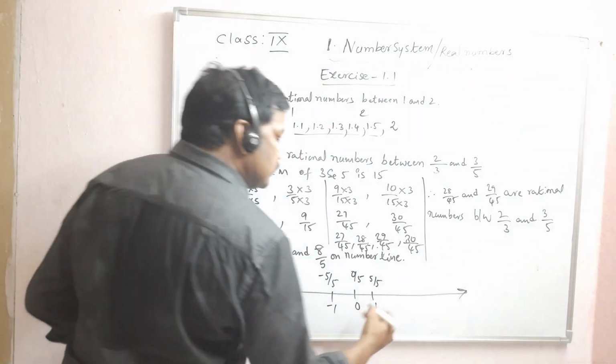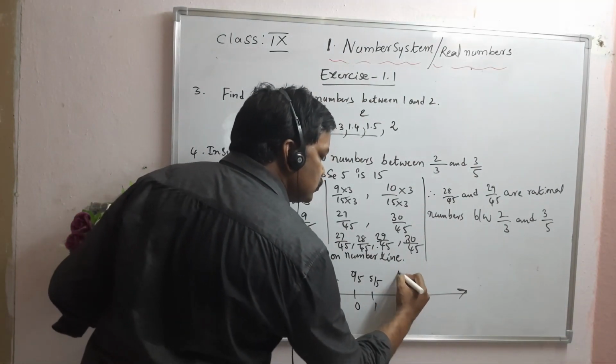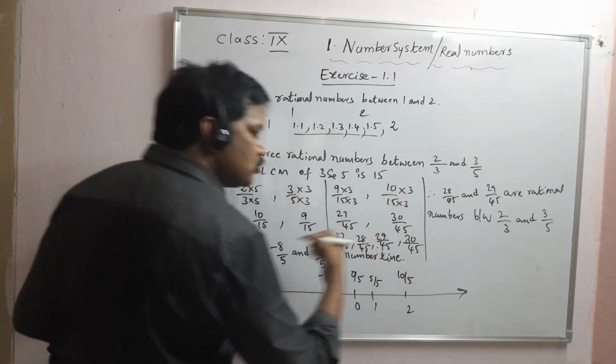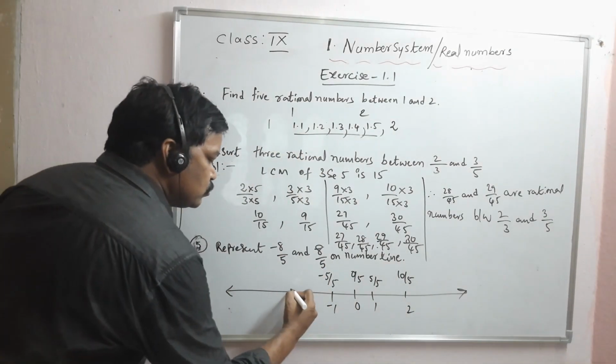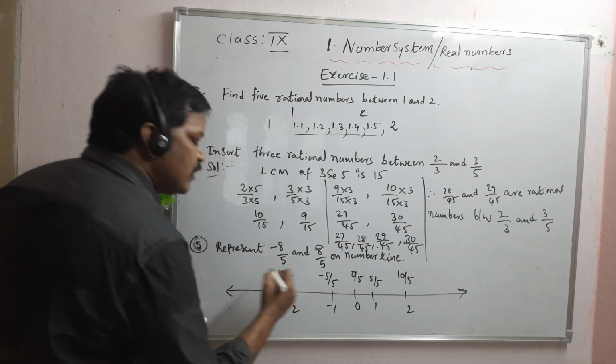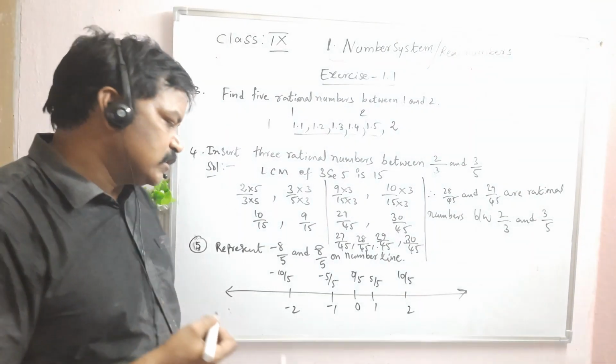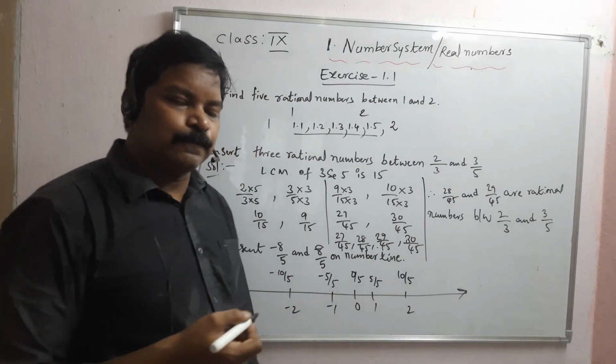So what about 2? How do you write 2? 10 divided by 5 is 2. Here also, minus 2 means minus 10 divided by 5, that is minus 2. 5 in 10 goes 2 times, so that is minus 2. Here also same, 2 times.